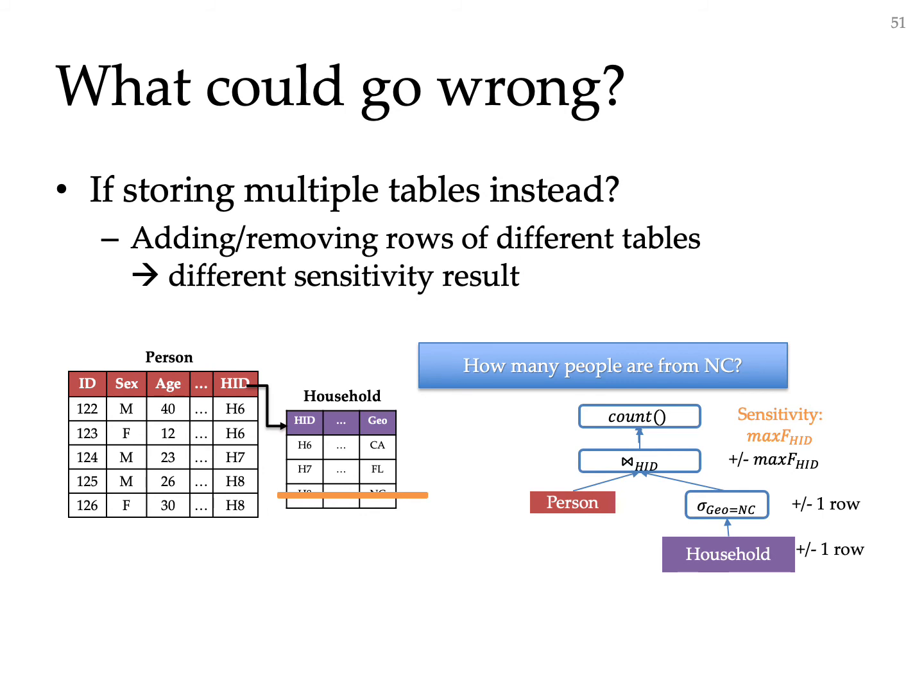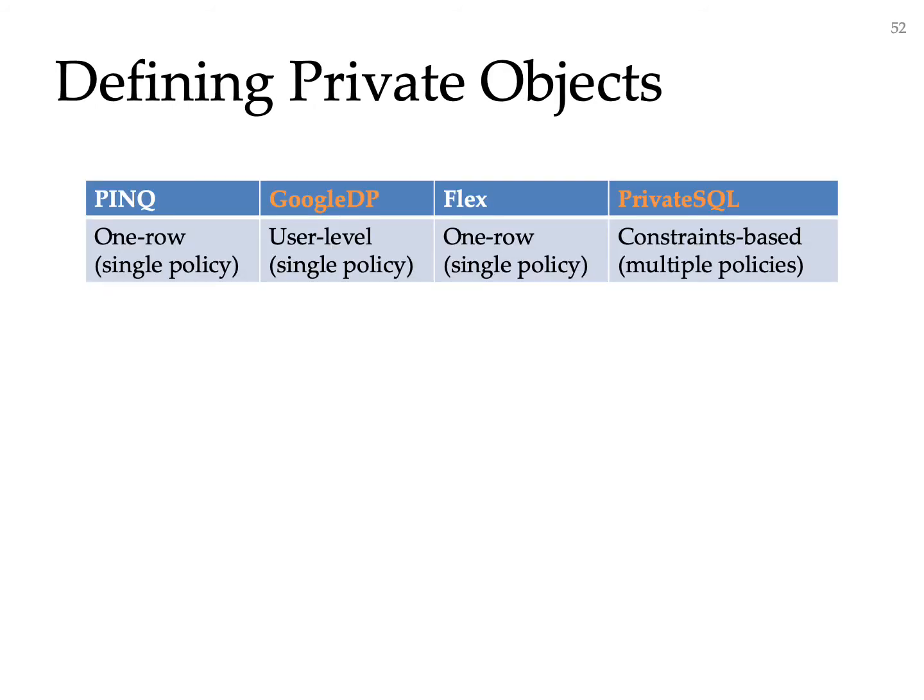And according to the analysis, we find out that by removing rows from different tables, we obtain different sensitivity. And moreover, by removing rows in different tables, the privacy objects are also different. For instance, removing rows in the person table preserves the privacy of an individual person, but for the household table, the privacy is preserved for a single household. So different works may consider different privacy objects.